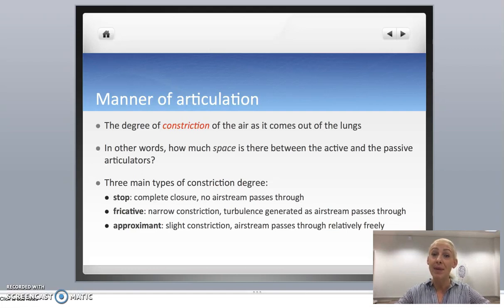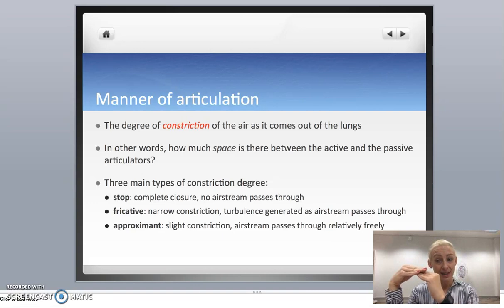And there are three main types of constriction degree. And the first one of those is stops. So with stops, what it means is that the air is completely stopped. So the active articulator touches the passive articulator so that the air for a little bit cannot come out.